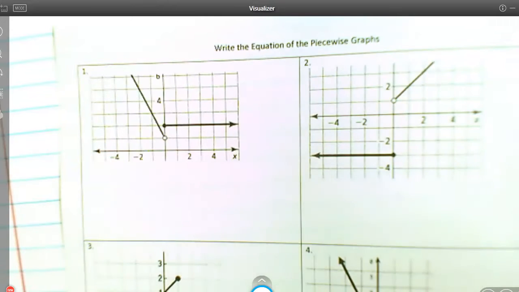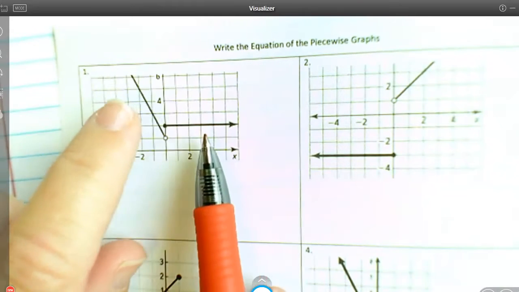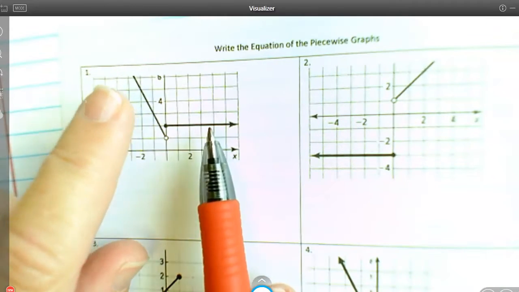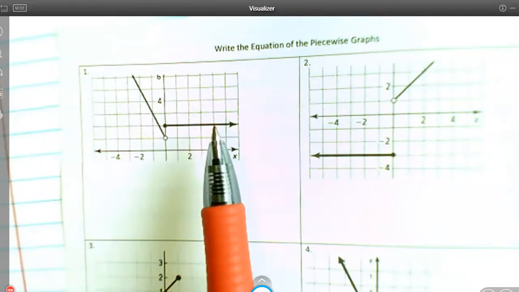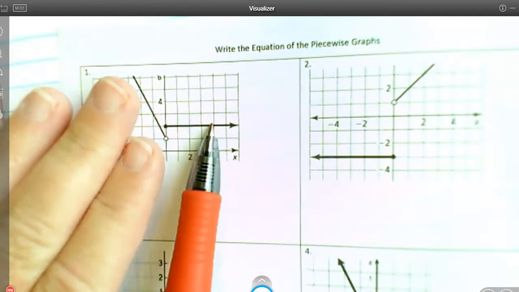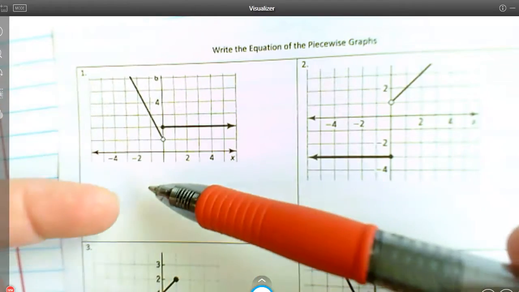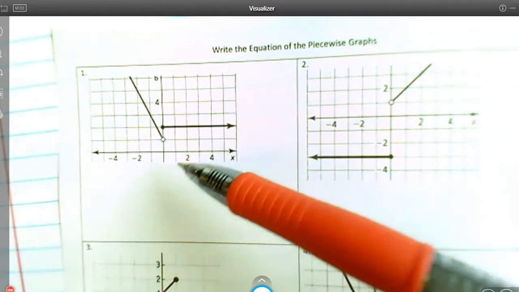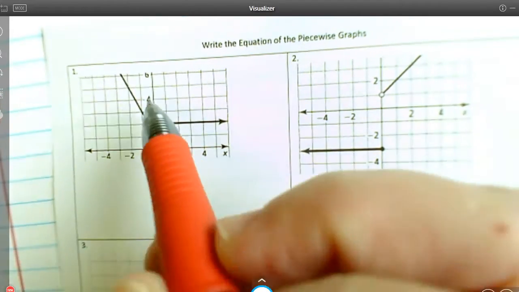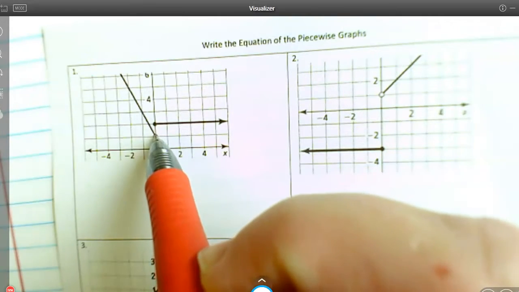So when we write the equation of a piecewise function, you write it by trying to find the equation of both pieces. Okay? So I'm just going to start separately and look at each piece separately. It doesn't matter which one you do first, it doesn't matter which one comes first, just as long as you have both of them. Okay? I'm going to start on the left, so I'm going to use this one.